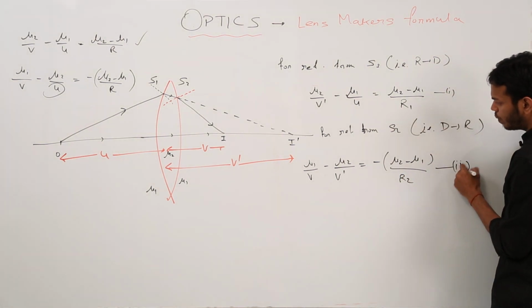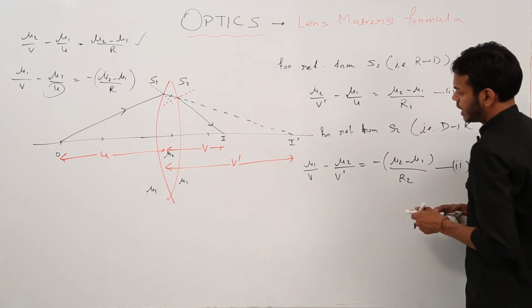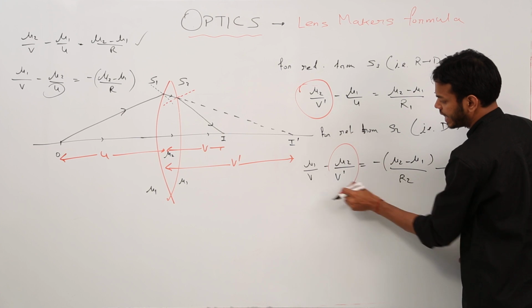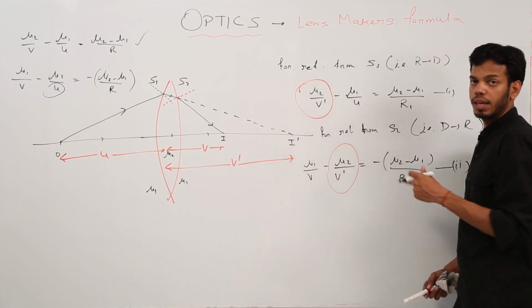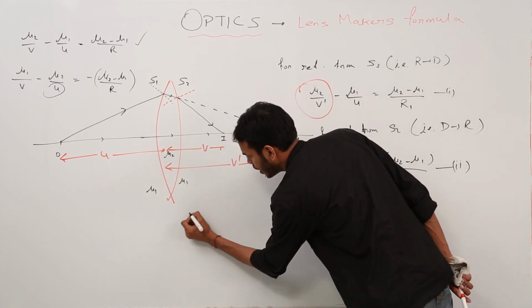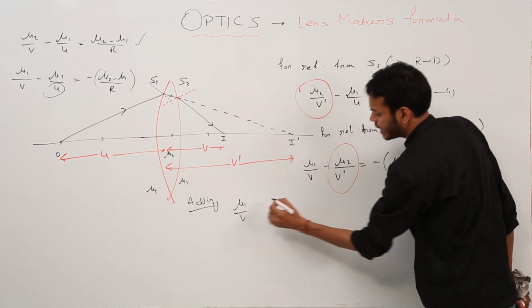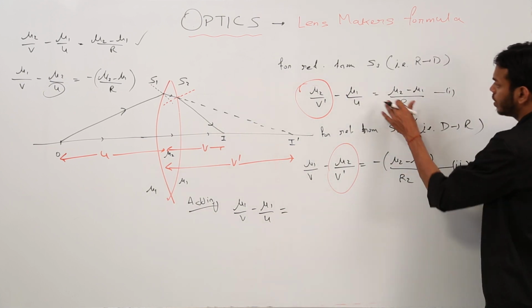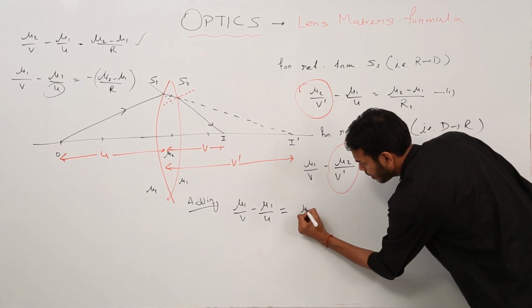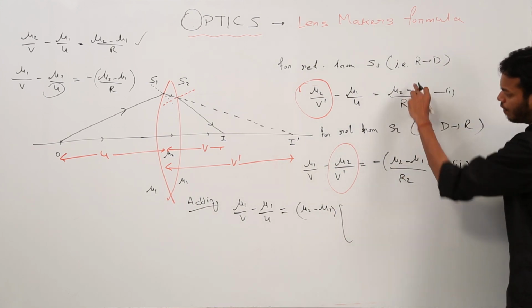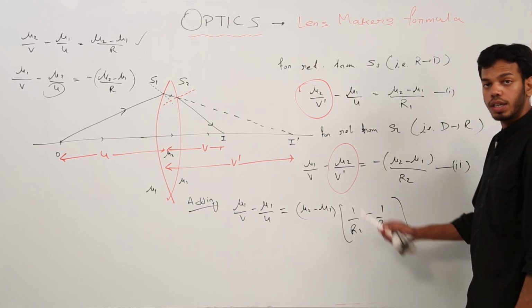Equation 1, equation 2. Add both these equations. When you add these two equations, what will we get? So this part and this part will cancel out, this being positive, this being negative in sign. You are left with what? Mu1 upon v minus mu1 upon u. On adding, I am getting mu1 over v minus mu1 over u is equal to mu2 minus mu1, which can be taken common from the right hand side. So I am taking mu2 minus mu1 common, and I will be left with 1 upon r1 minus 1 upon r2. This is what we got after adding.